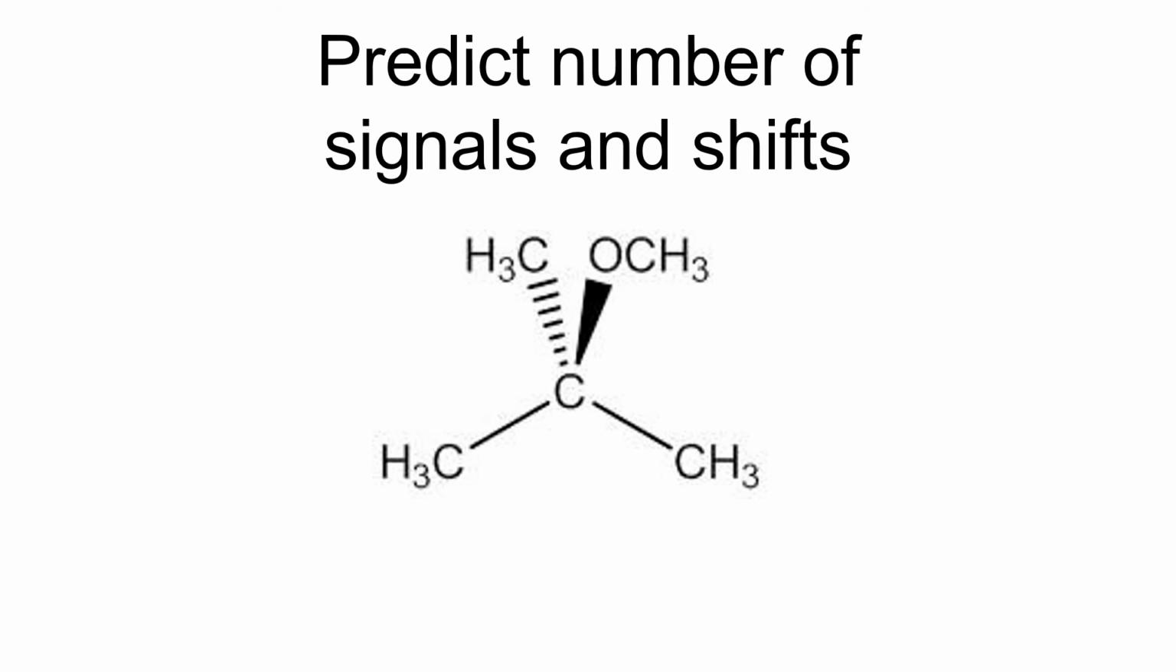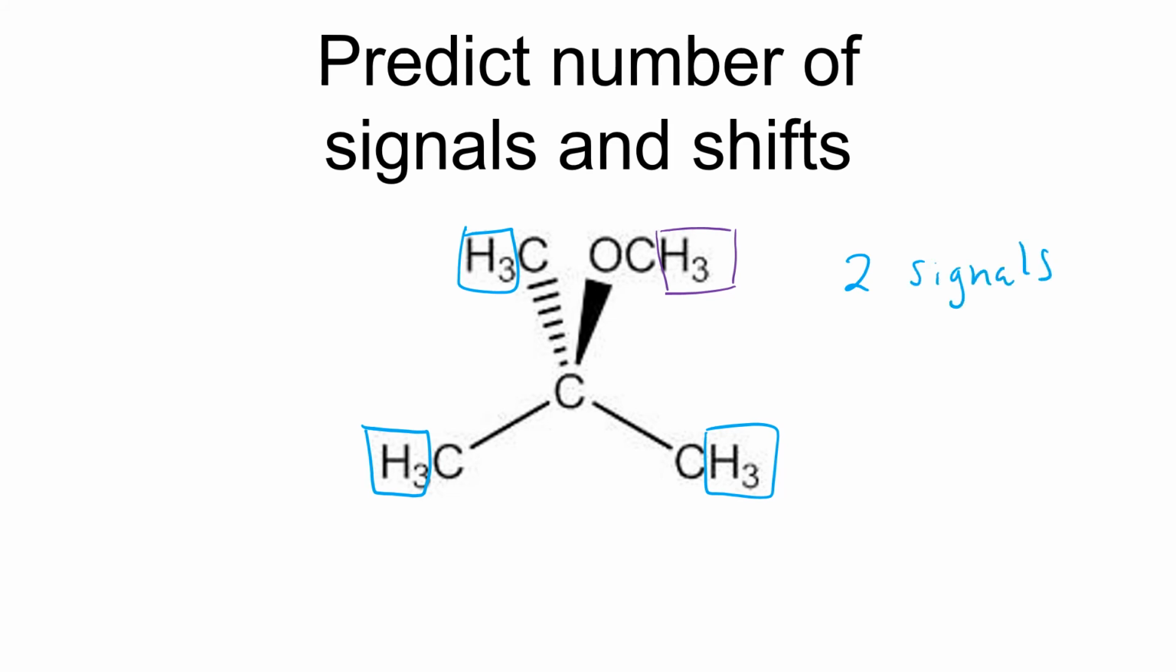Let's do another one. You can see that there are really kind of 2 sets. So we would call these equivalent protons, those 3, and then we would say that the other 3 are also equivalent protons. So I would expect to see 2 signals.